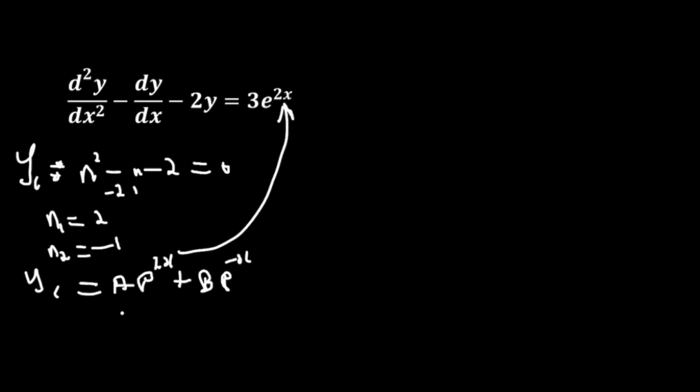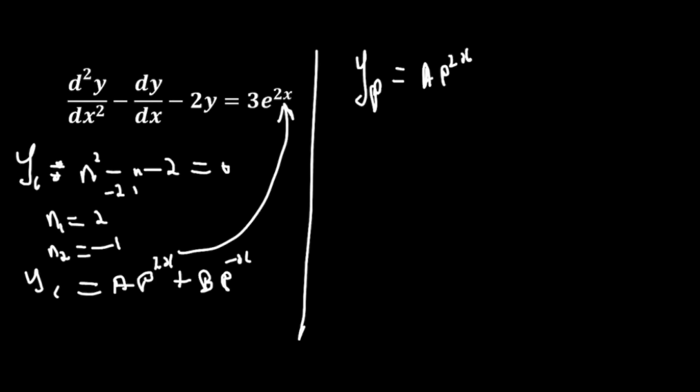Therefore, our complementary solution will be a e to the 2x plus b e to the minus x. Now if we look at our a e to the 2x, we compare it with what our particular solution, which is in exponential form, was given to us. We see here that this e to the 2x is the same as e to the 2x. Therefore, normally, our particular solution, y particular, was supposed to be equal to a e to the 2x. But since our complementary solution is part of the particular solution, this is not possible.